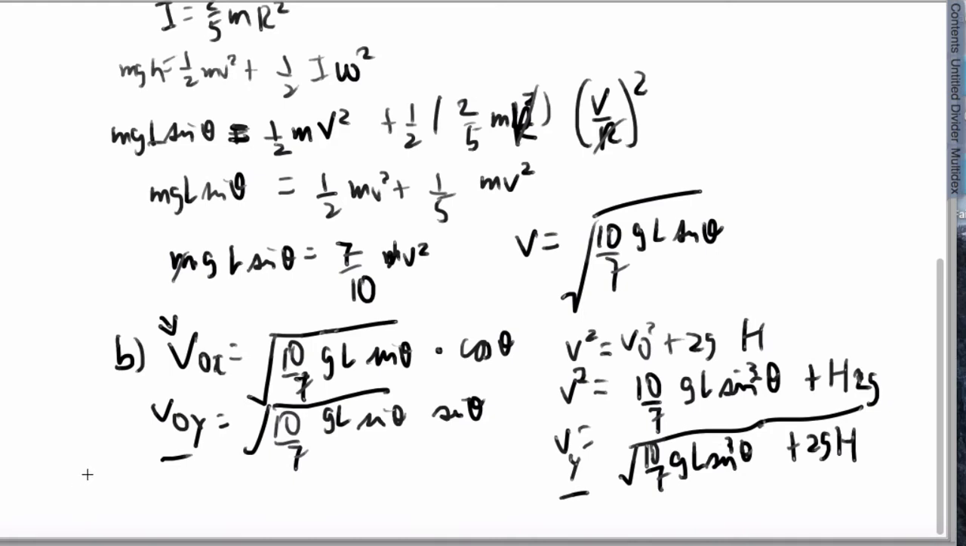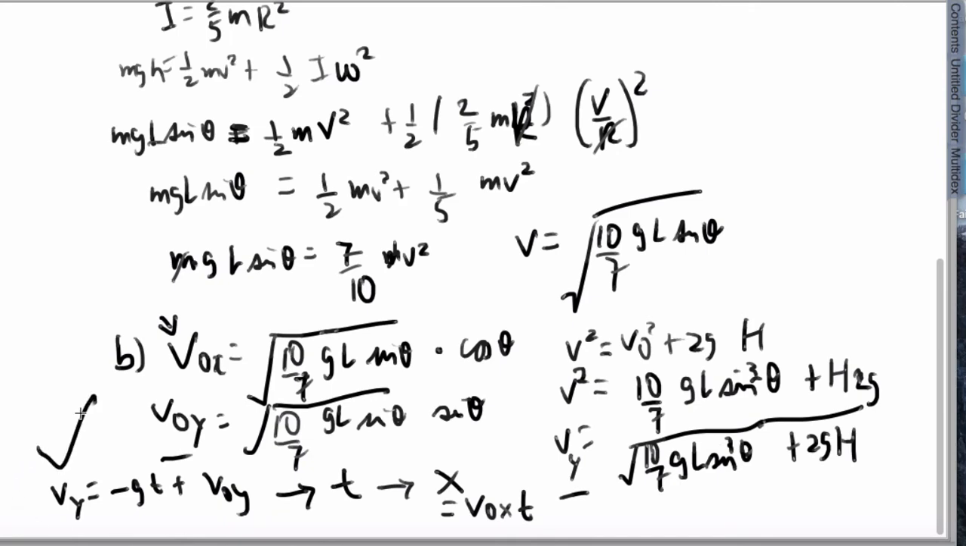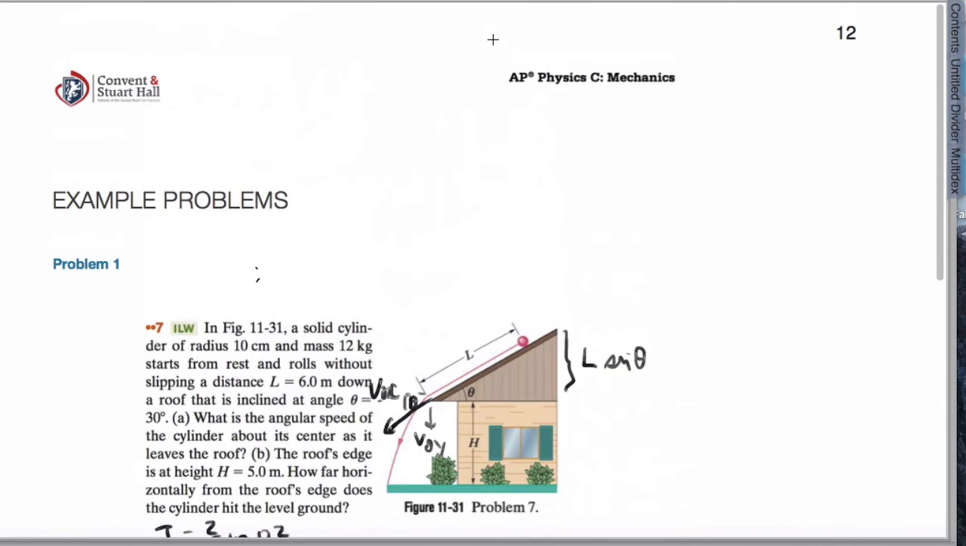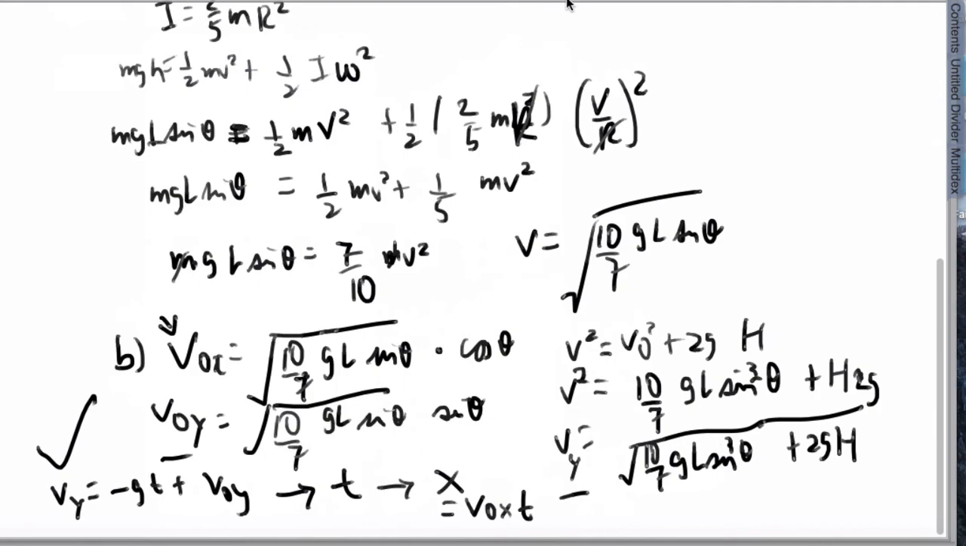So to get the time, I'll kind of outline a solution here. We're going to need vy equals negative gt plus v naught y. You'll need to get t, and then you'll need to use that to get x, using x equals v naught x times the t that you had before. So I'm happy to check that for you, but I want you to finish this problem on your own. That's the first torque problem.